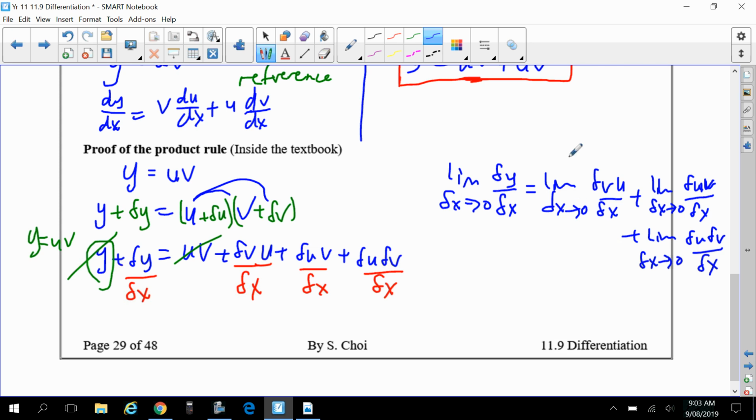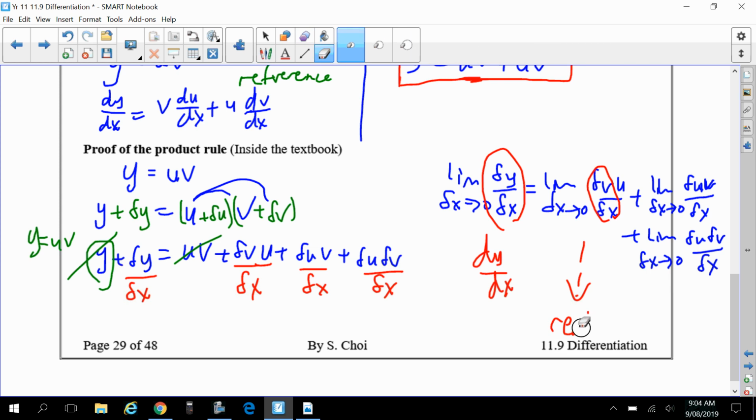But anyway, why do I do this? Because this guy becomes the dy/dx, and this guy becomes the dv/dx, etc. Okay, so read through the rest of the proof. I don't want to spend too much time because going through the proof doesn't help you to do the question. It just shows you where the formula comes from. That's all it does. Read it later.